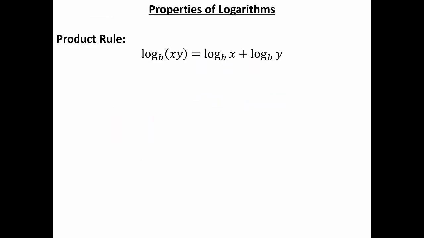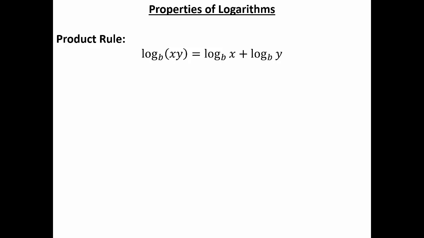So, we have 3 properties of logarithms. Technically we have 4, but I'm going to save the 4th one for later. So the first 3 properties of logarithms, the first one is called the product rule. We call it the product rule because when we are multiplying something inside of a logarithm, I can expand that into the sum of the logarithm of the first factor plus the logarithm of the second factor.